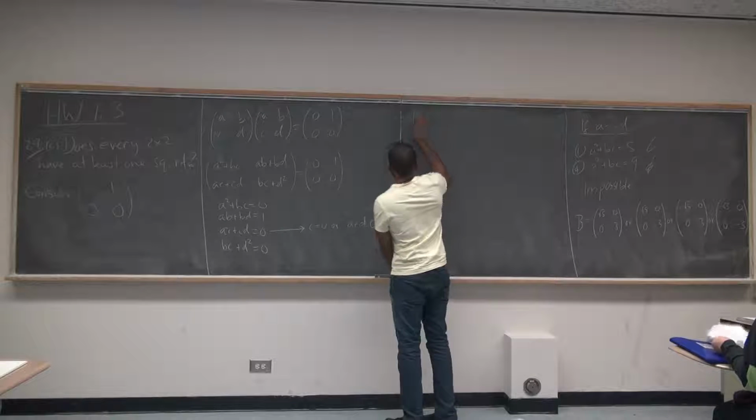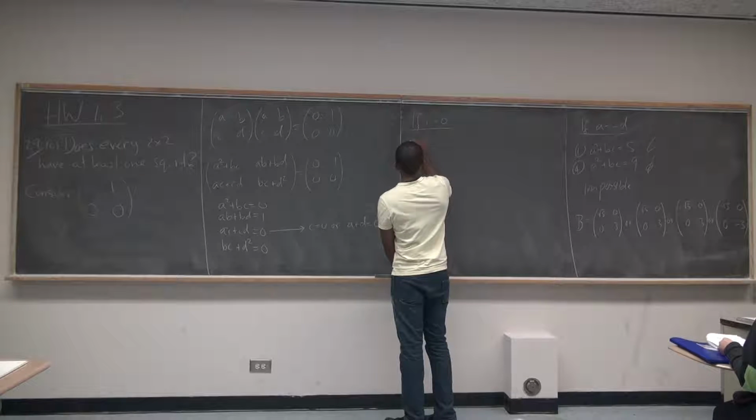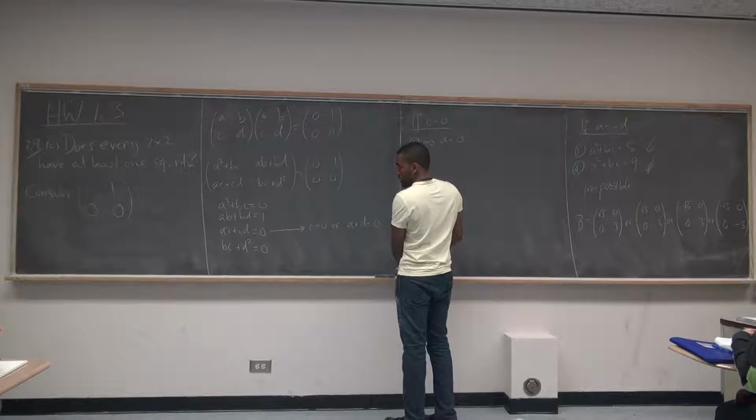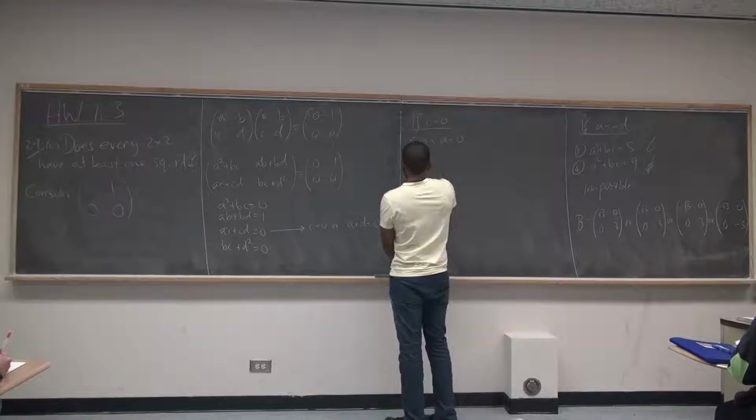Let's take one at a time. If C equals 0, what do we get? I get from equation 1 that A must also be 0. No choice in the matter. If A is 0, then what? Then equation 2 would tell us what? BD is equal to 1.